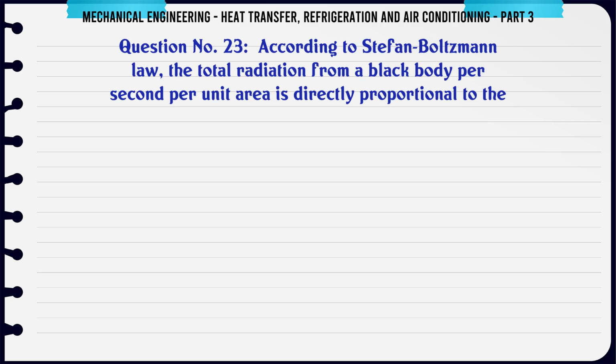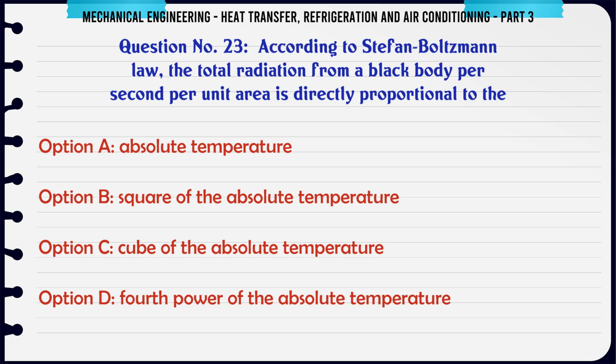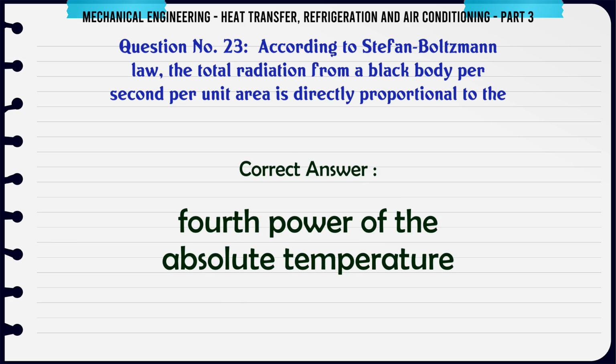According to the Stefan-Boltzmann law, the total radiation from a black body per second per unit area is directly proportional to the A. Absolute temperature, B. Square of the absolute temperature, C. Cube of the absolute temperature, D. Fourth power of the absolute temperature. The correct answer is fourth power of the absolute temperature.